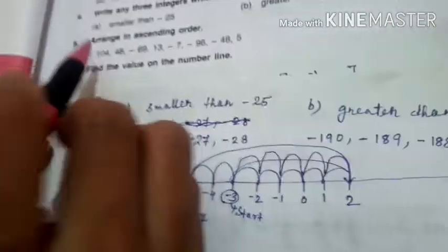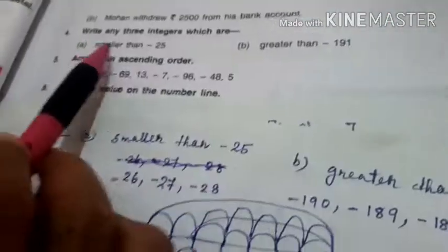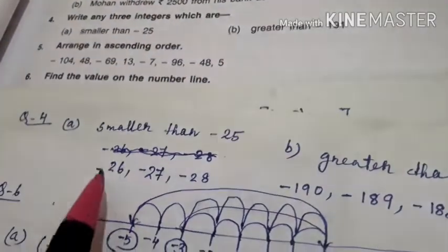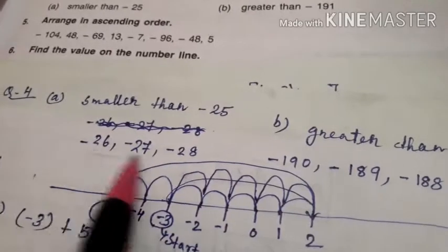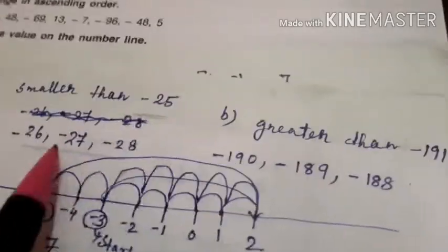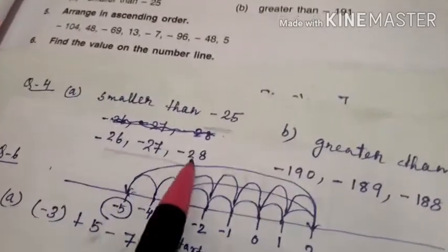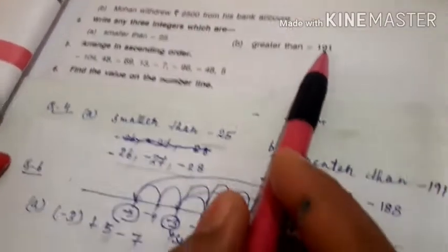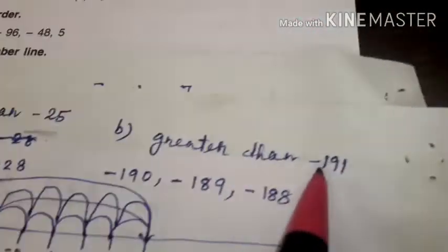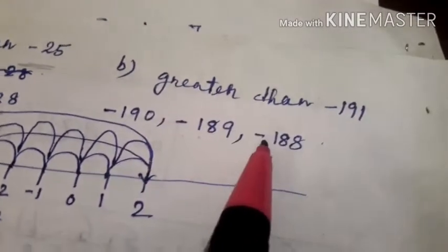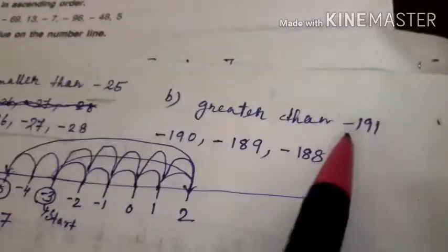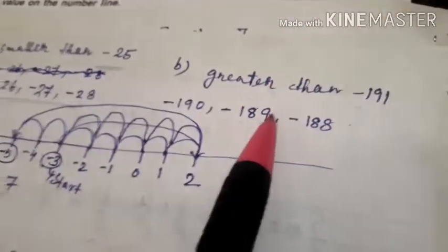Okay. Then question number 4. Write any 3 integers which are smaller than minus 25. You have to write minus 26, minus 27, minus 28, which are smaller than minus 25. Okay, 3 integers you have to write. Then greater than minus 191: minus 190, minus 189, minus 188. Any integer greater than minus 191, you have to write any 3 integers.